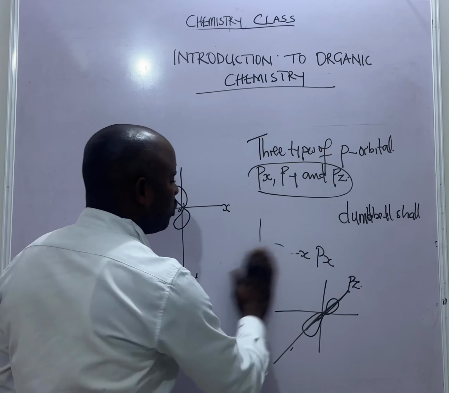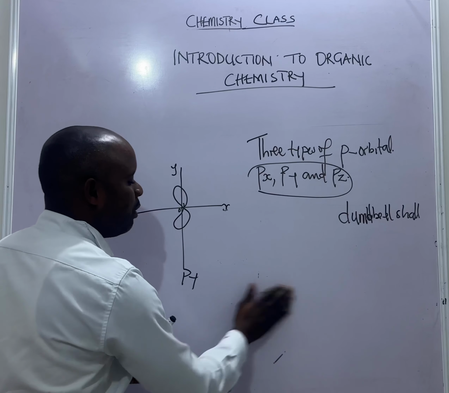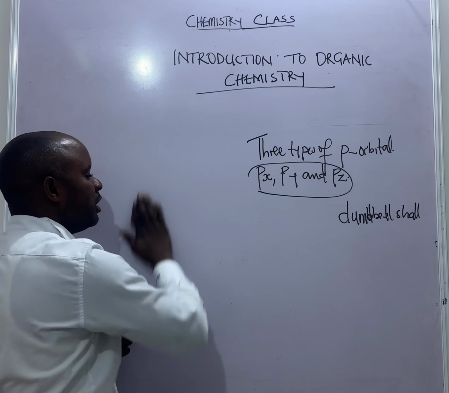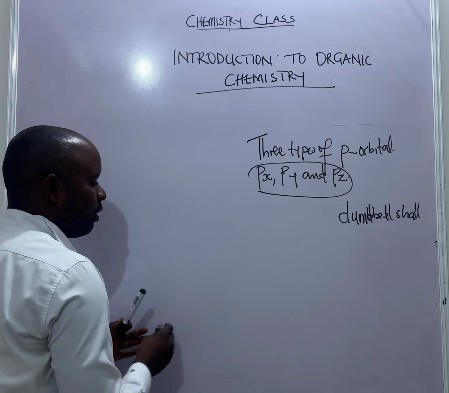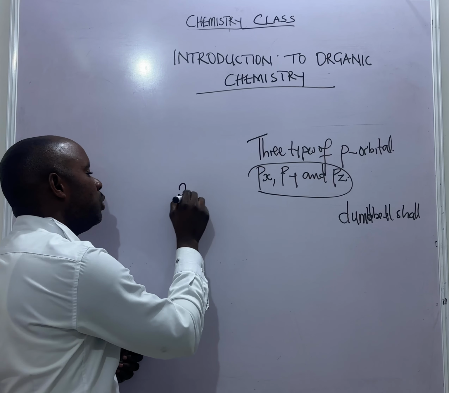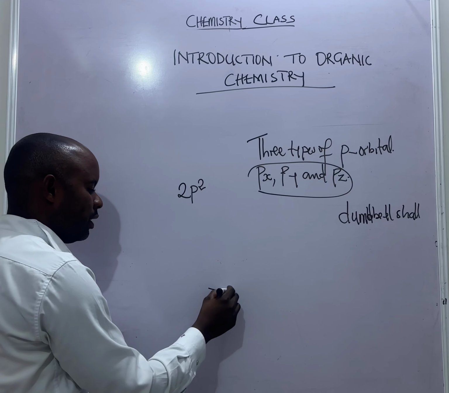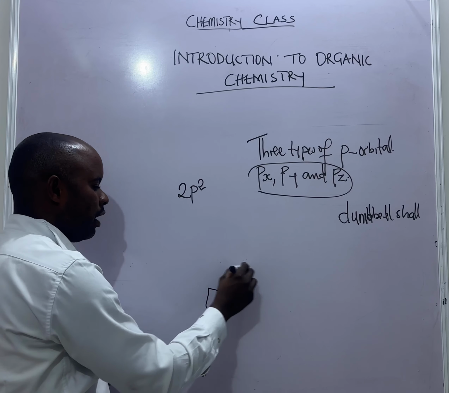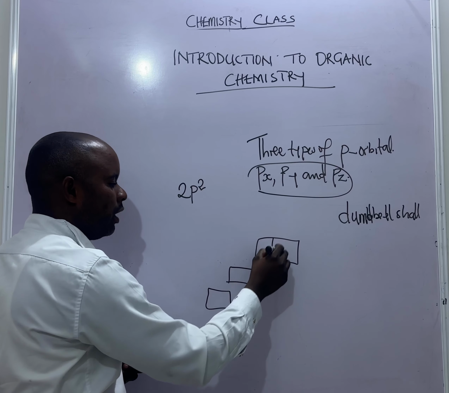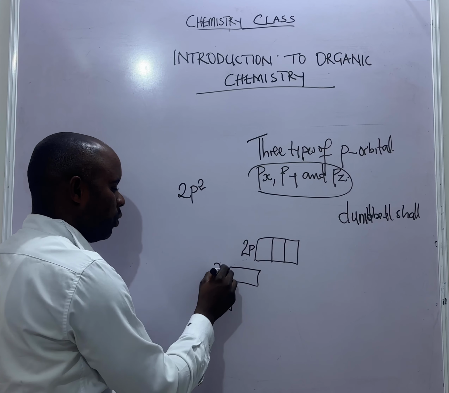We're going to move to the electronic configuration of carbon that makes it very unique to be bonded tetrahedrally. We say carbon is very unique because it is bonded tetrahedrally. How come it is bonded tetrahedrally when it has only two electrons in the p orbital? So let's have this electronic configuration. We say the p has three types. We have the 2p here, and we have the 2s here.